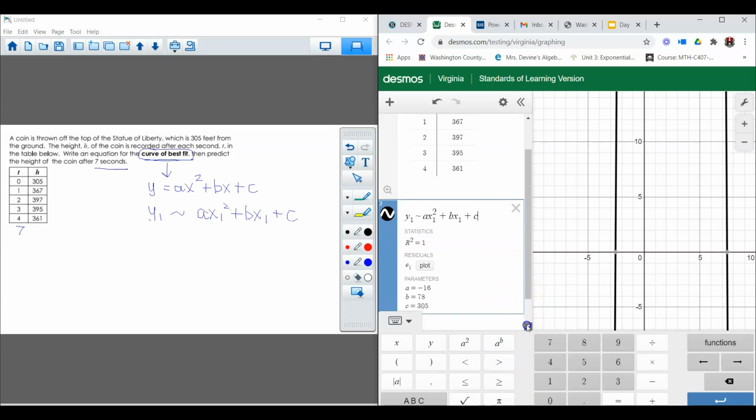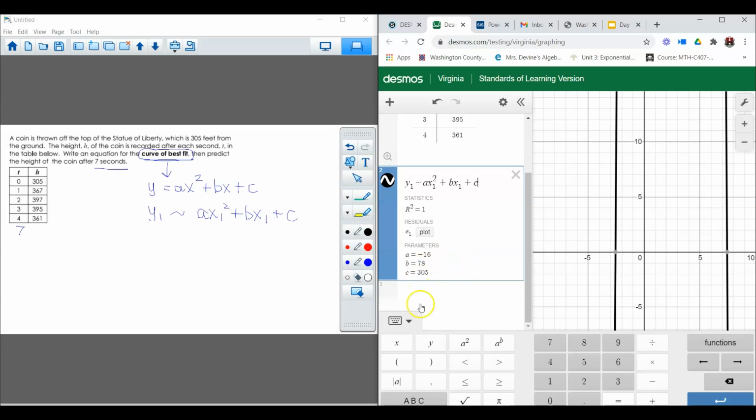And then if I come over here and look, there are my numbers right there, A, B, and C. So my curve of best fit is y equals negative 16x squared plus 78x plus 305. So right there is your equation for your curve of best fit using the numbers your calculator provided.